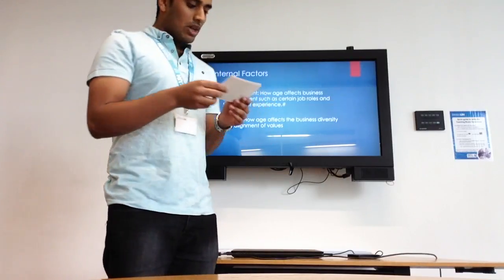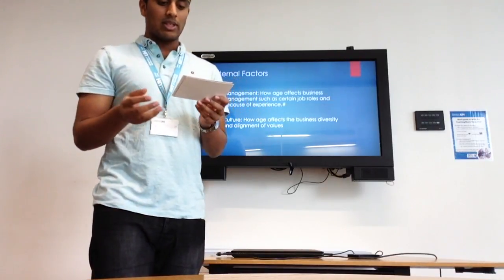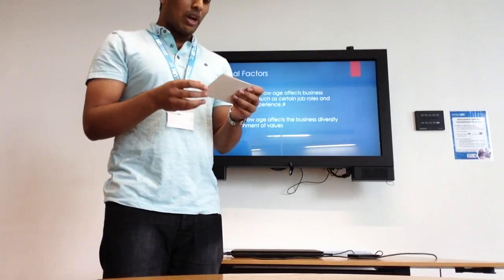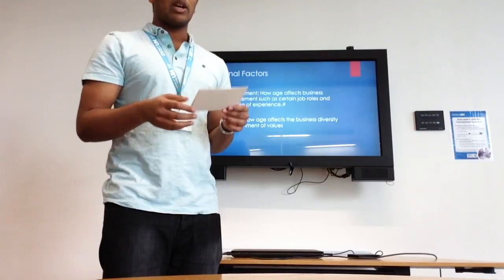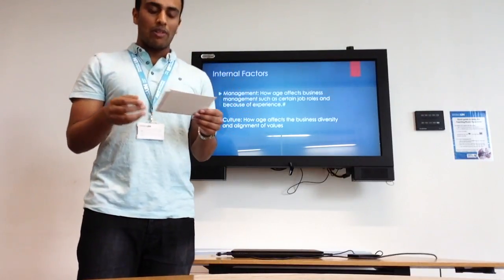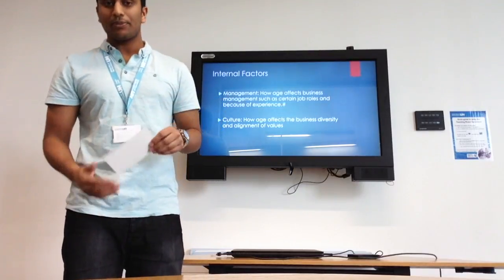Lastly, culture. The business culture is to do with certain things like alignment of values and diversity of an organisation. In this example, the values of the management staff and research employees are very similar, and that is to help shape and define what health and well-being means in everyday lives.